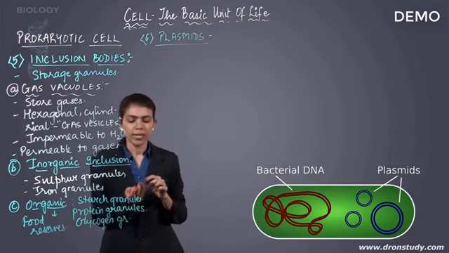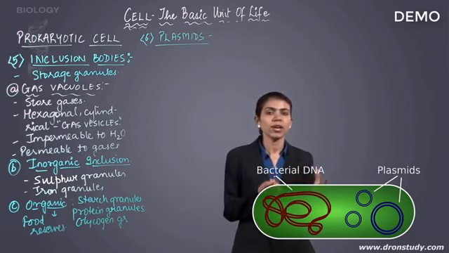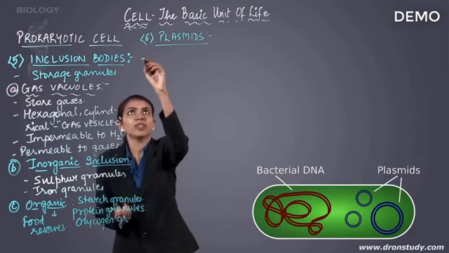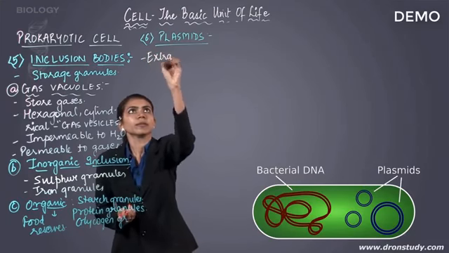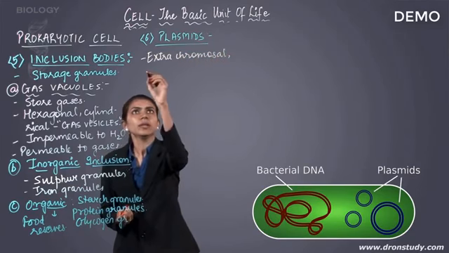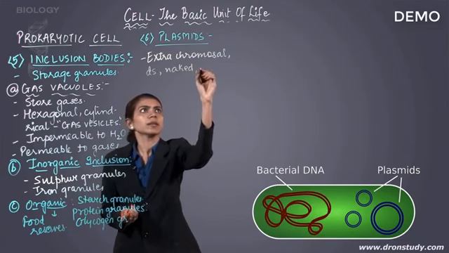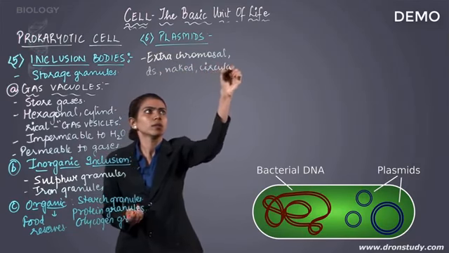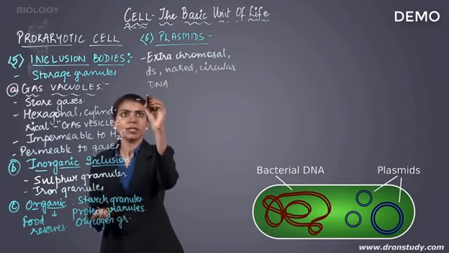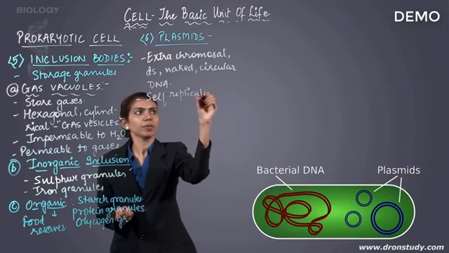Now what are plasmids? Plasmids are basically extra chromosomal DNA. So there is an extra chromosomal circular naked DNA, which is again double stranded. So these are extra chromosomal double stranded naked circular DNA. Now these plasmids are capable of self-replicating. So they have this important property of self-replication.